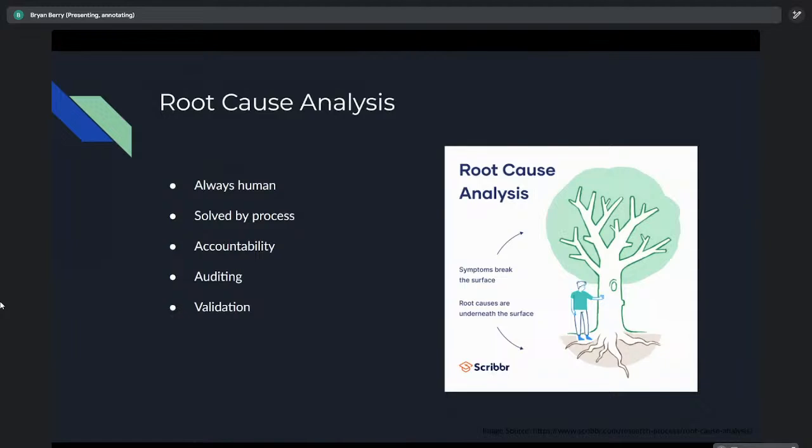And then validation: you need to validate that the process has actually happened, and then validate that the process has worked. Because what if you institute code reviews to prevent silly mistakes, but then everyone just gets the notification, goes to GitHub, clicks approve, and moves on? They don't actually review the code, right? And then the problem's not solved, okay?